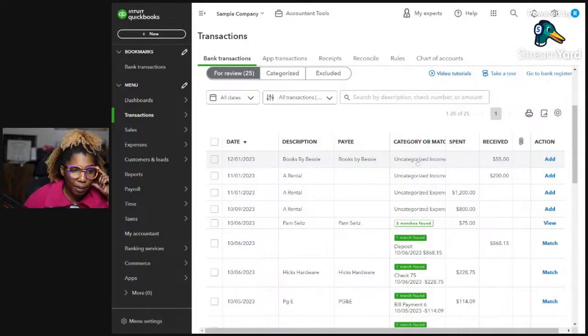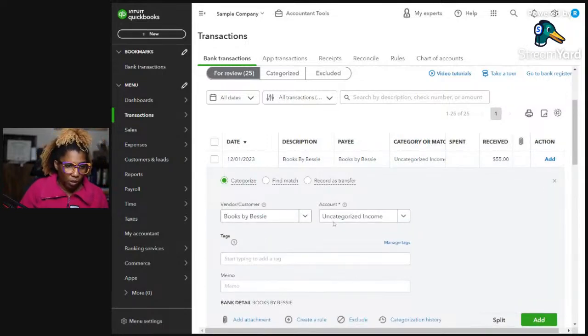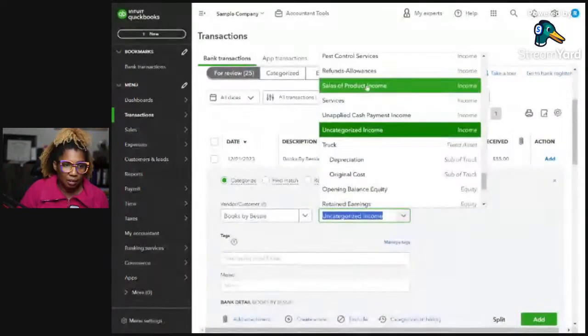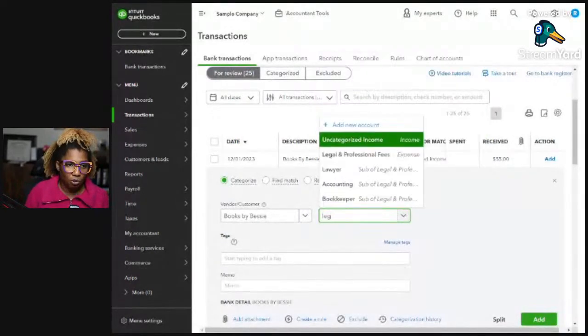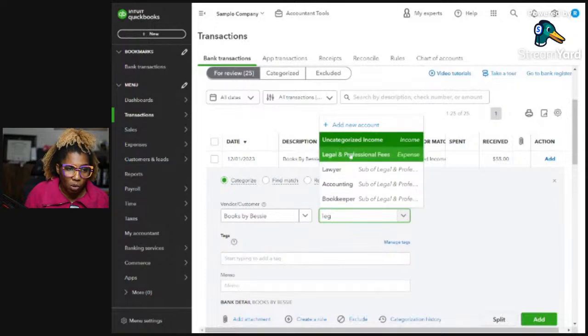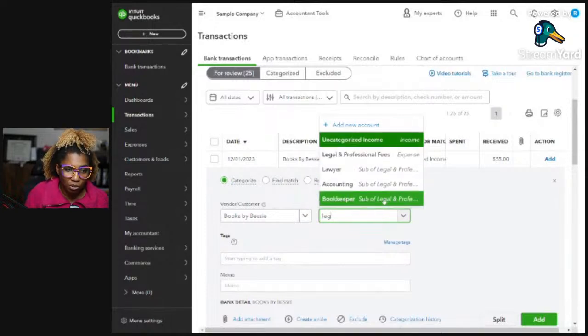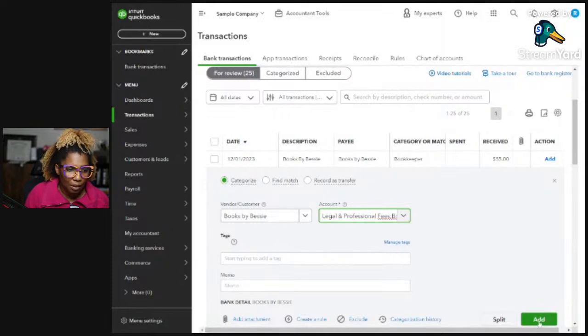So, Books by Bessie. Bessie took care of the books, so we're going to think that Bessie is the accountant, or the bookkeeper. We're going to add Bessie to bookkeeper or legal and professional fees. Bookkeeper is just a subfolder or subtitle of legal and professional fees. So we're going to add it there.